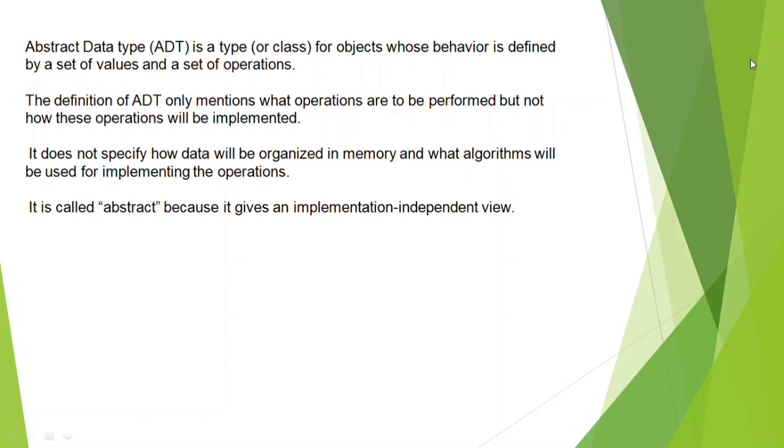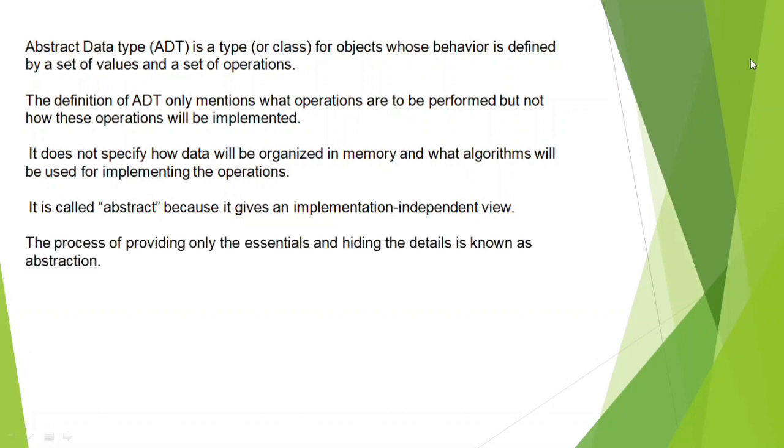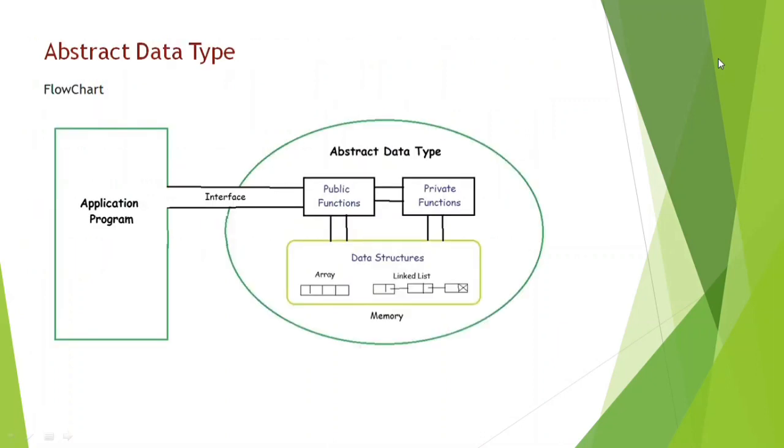It is called abstract because it gives an implementation-independent view. The process of providing only the essentials and hiding the details is known as abstraction. This point is very important in today's abstract data types class. Let us see the flowchart of the abstract data type. In this flowchart, we can see that the application program is getting into the abstract data type. In the abstract data type, there will be the data structures. In data structures, there will be arrays, linked lists, and some others.